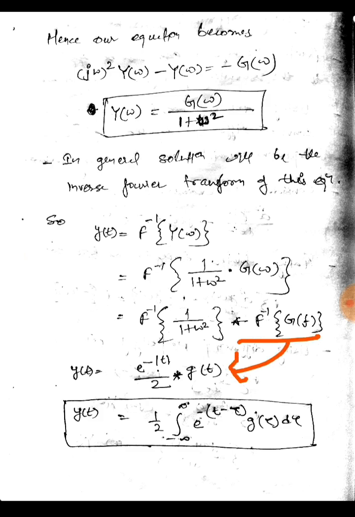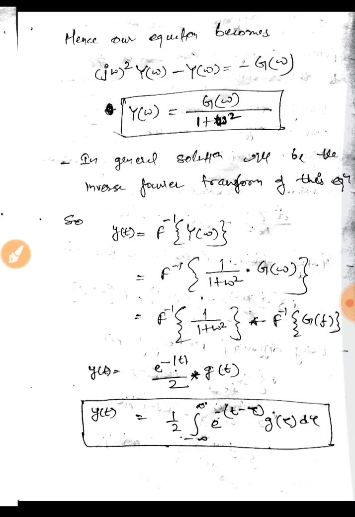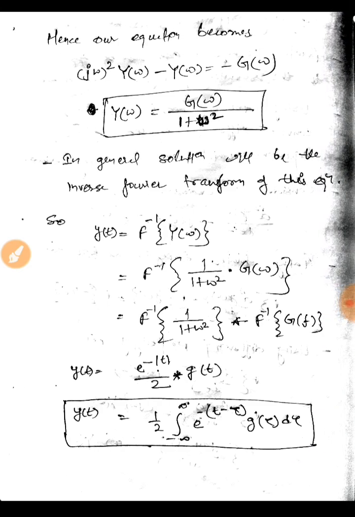We don't know what the input signal is. It can be a unit step signal, it can be an impulse, or it can be a square wave. So depending upon that we can calculate the output. If I know the input, I can get the output. So this is how we can calculate the output of the differential equation.